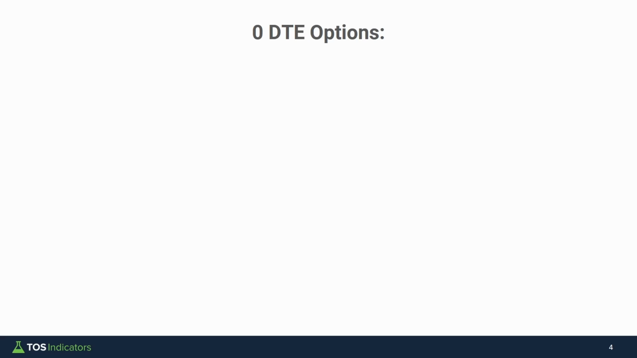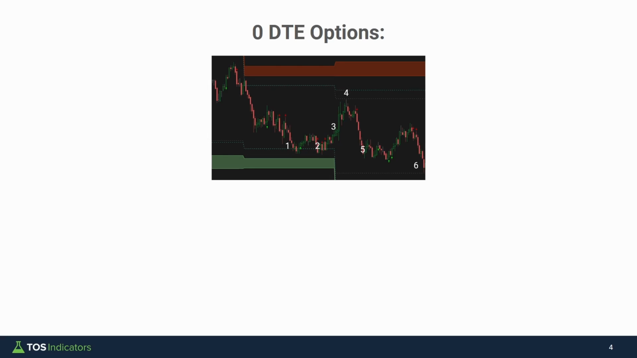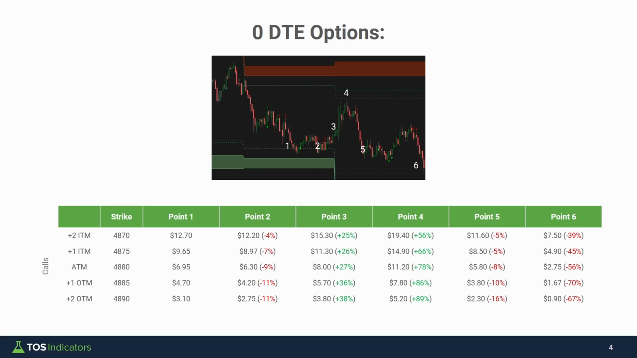So if we take the same image, I'm going to shrink it a little bit smaller, but now I'll show you the table of the SPX options pricing. Now the way to read this table is to start at the money first, and then we can work our way up and we can work our way down. I'll go from left to right.